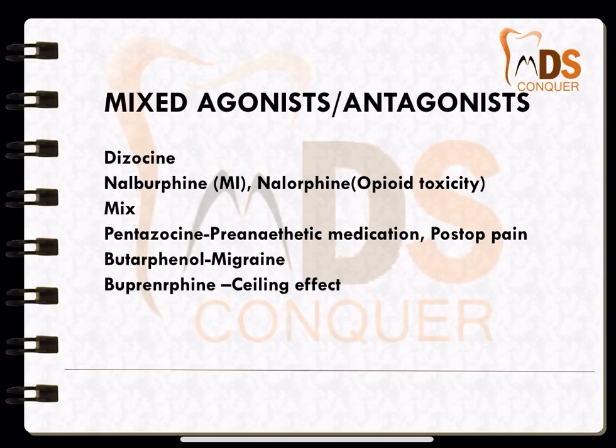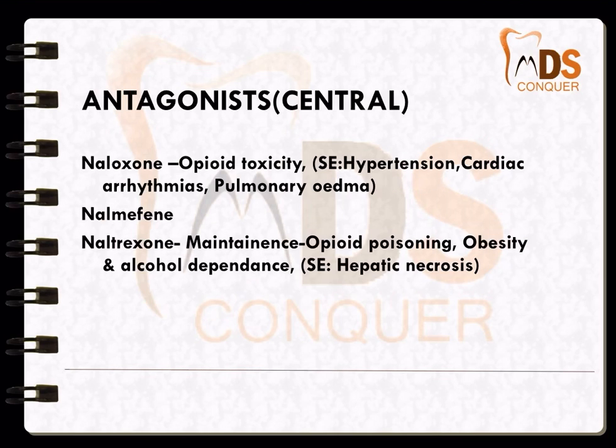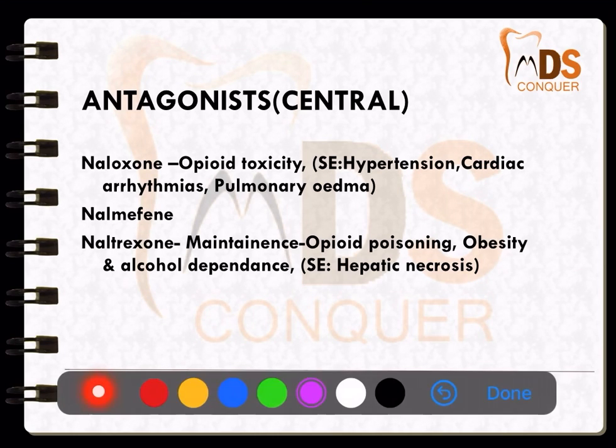So the mixed agonist-antagonist drugs are pentazocine, dezocine, nalbuphine, butorphanol, and buprenorphine. Then these are the antagonists: naloxone, nalmefene, and naltrexone. So where are they all used and what are the side effects? Side effects are hypertension and cardiac arrhythmia.